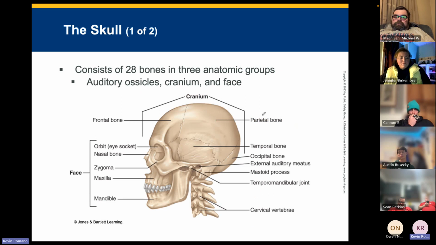Sometimes people have them, and sometimes they don't. So the skull consists of 28 bones in 3 anatomic groups: the auditory ossicles, the cranium, and the face. The 6 auditory ossicles function in hearing, and the remaining 22 bones comprise the cranium and the face. The mastoid process is a cone-shaped section of a bone.